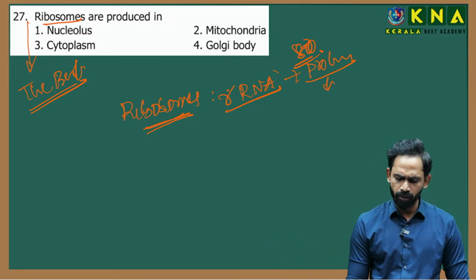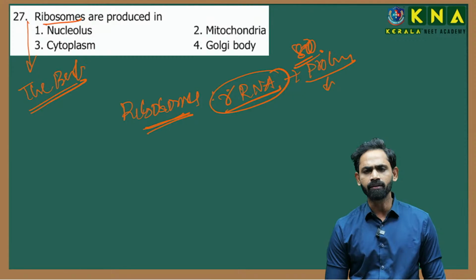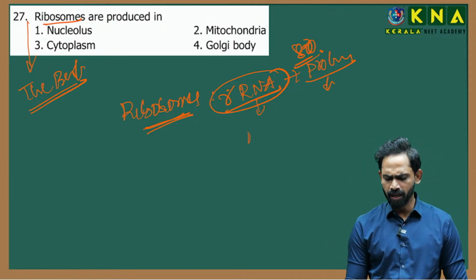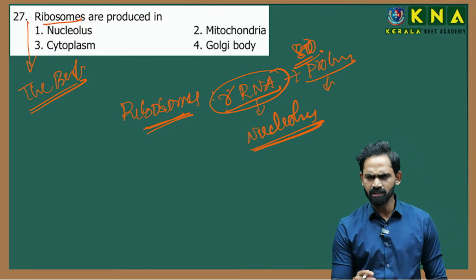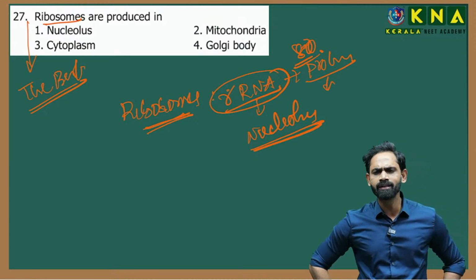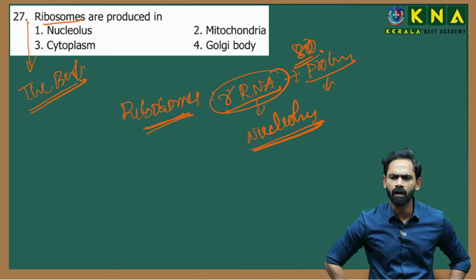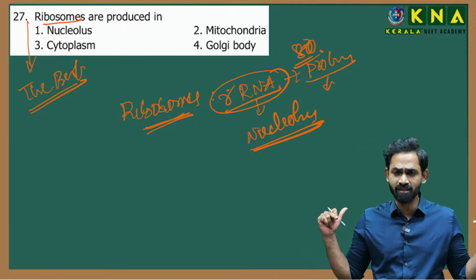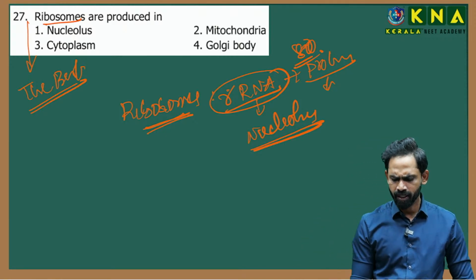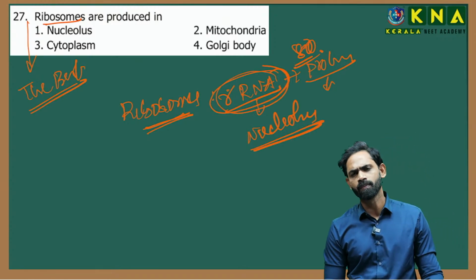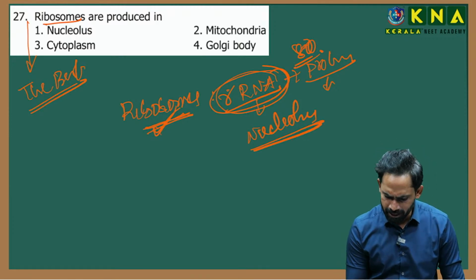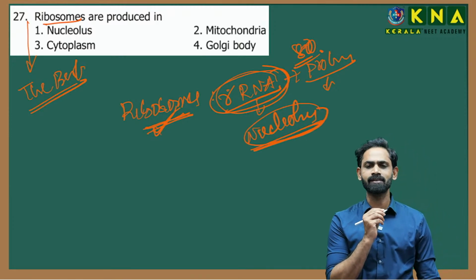The question is: rRNA is produced in which structure? Ribosomal RNA is produced in the nucleolus, and there is a concept behind it. The nucleolus is a non-membranous structure found within the nucleus, formed by the accumulation of different types of ribosomal RNAs. So rRNA synthesis takes place at the nucleolus.